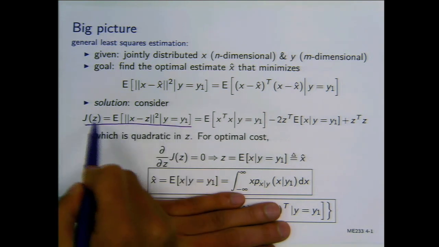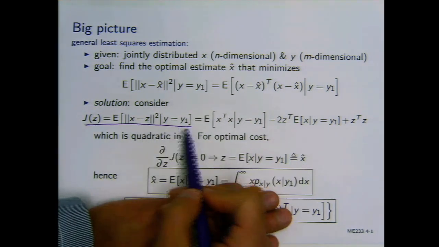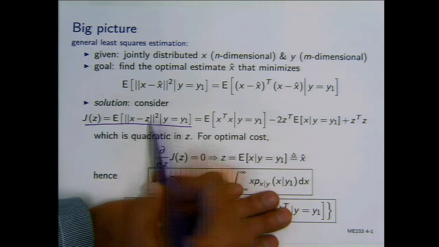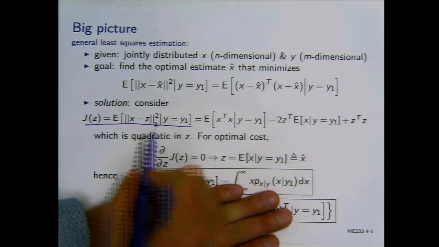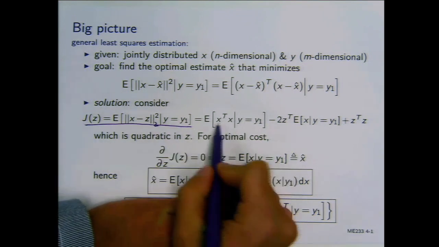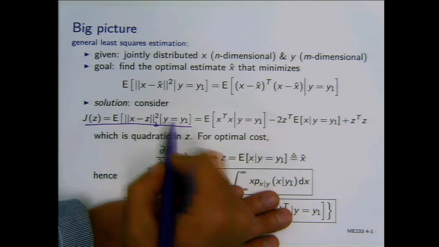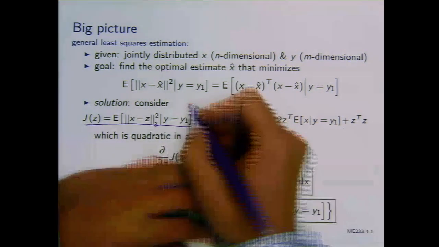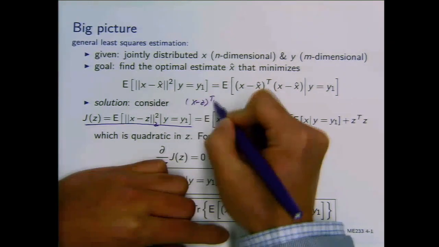And we just want to find z, which is going to minimize this. Just expand this equation here. This, by the way, is a 2 norm. So whenever I don't specifically say what kind of norm it is, I mean 2 norm. The 2 norm is the vector transpose times the vector itself. So it would be (x minus z) transpose times (x minus z).